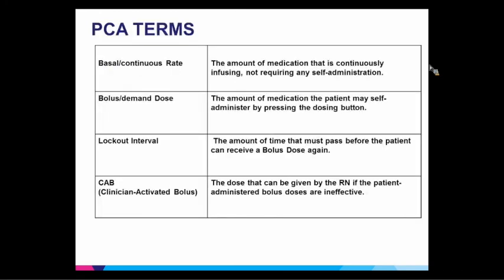In terms of the terminology, when you see us write a PCA order, these are the parts of the order. The basal or continuous rate is the dose that's going in all the time without the patient or nurse needing to do anything. And not everyone gets a basal dose on their PCA. The bolus or demand is what the patient gives themselves when they press the button. The lockout interval is how many minutes have to pass before they can get another dose, so usually 10 or 15 minutes. And then the CAB or clinician activated bolus is a bigger dose that the nurse can give by putting a code in the machine. I'll usually give that before the patient does a painful activity, like go down to radiation on a stretcher or PT.